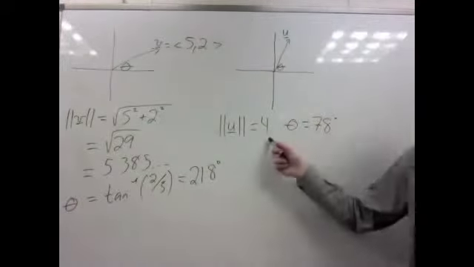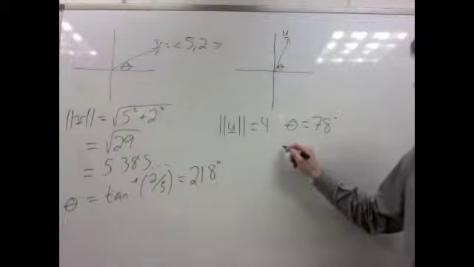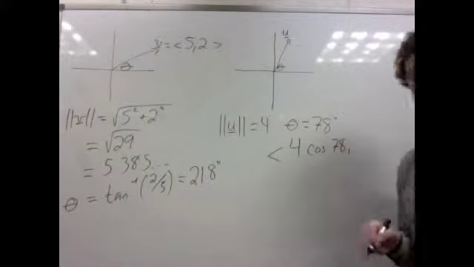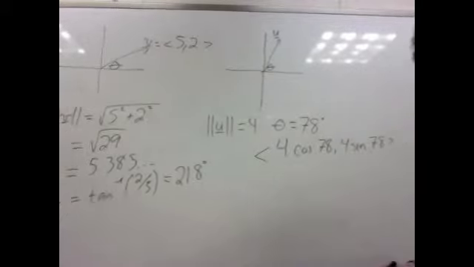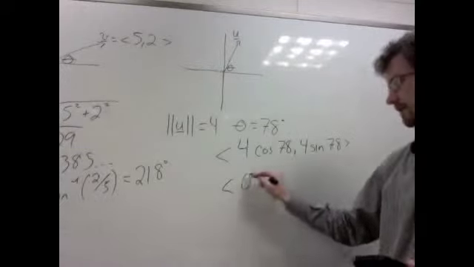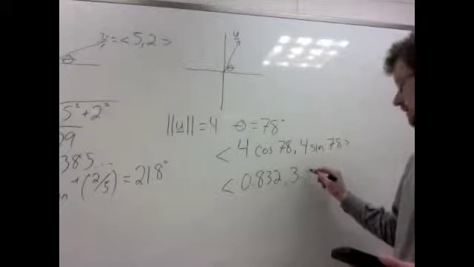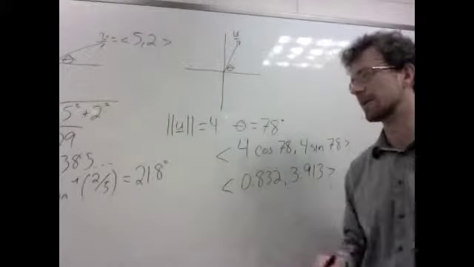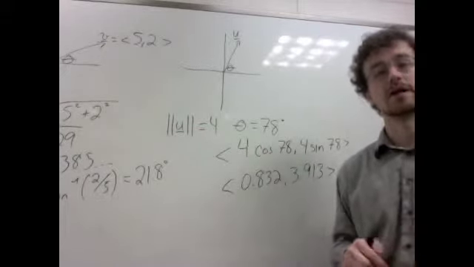Over here, if we're given magnitude and our angle, then we can find the components by using trigonometry. Our x component is the magnitude times the cosine of our angle, and our y component is the magnitude times the sine of our angle. And again, we can simply punch those into our calculator to get that cosine 78 is about 0.832, and sine 78 is about 3.913. Since I haven't given these to you as physical quantities, we're not worrying about significant digits for the moment. But that's how you go from component form to magnitude and direction and back.